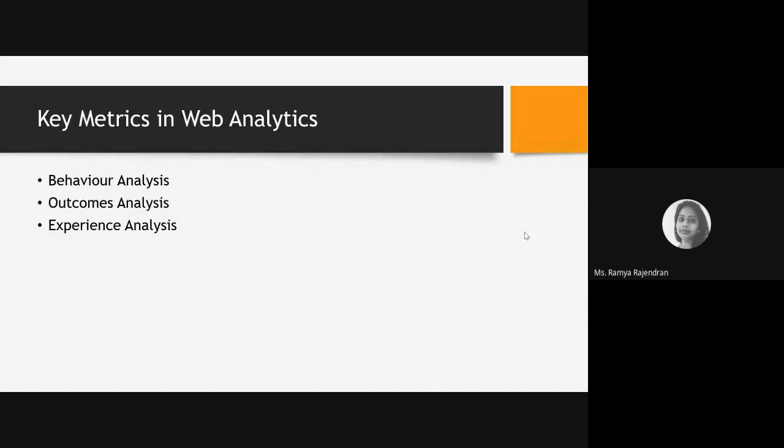Okay, so in web analytics, a lot of metrics are available to identify. These are clubbed together based on different buckets. The first one we have is behavior analysis, then outcome analysis, and experience analysis. We'll be discussing them one by one.